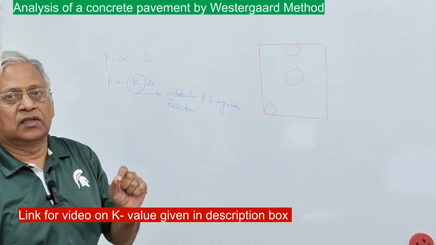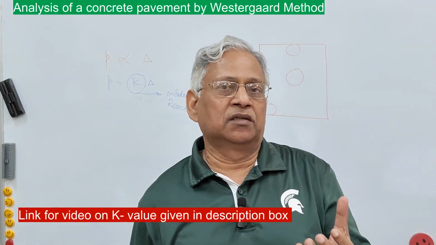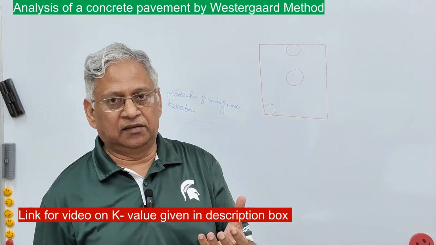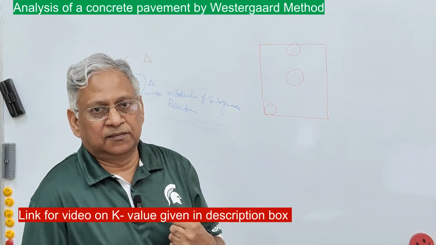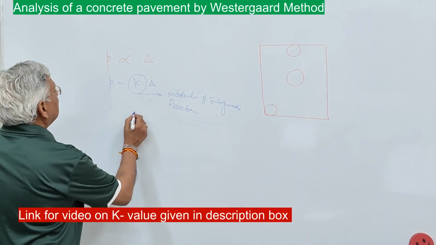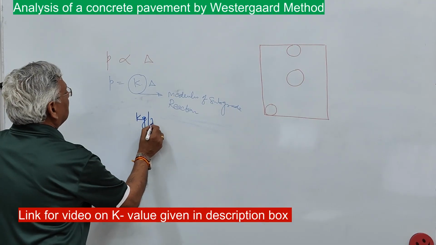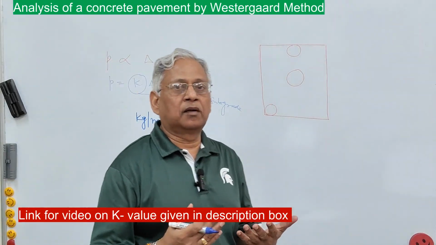You can watch it for the procedure of finding the K value, but this is the pressure sustained by the subgrade at a deflection of 0.125 centimeter. So its unit is pressure per meter, that is kg per meter cube, or you can say megapascal per meter.